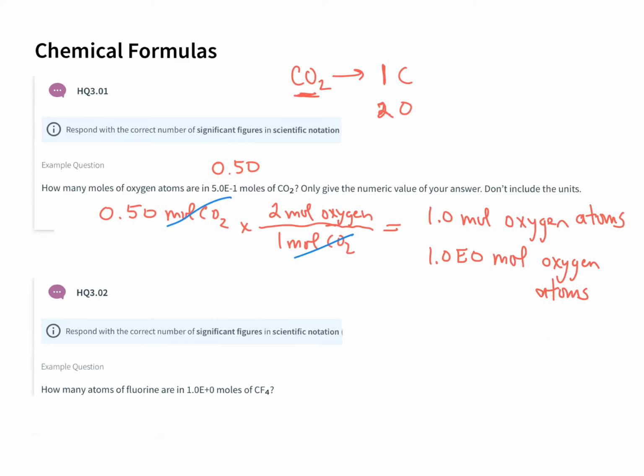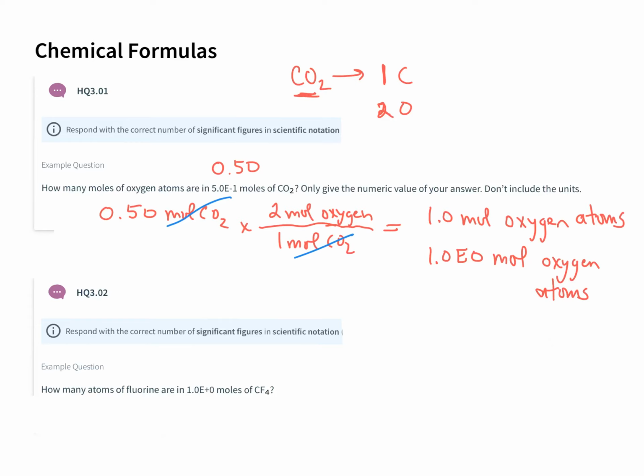The next calculation is a little bit more involved. How many atoms of fluorine are there in 1.0 e to the 0 moles of carbon tetrafluoride? So for this calculation, I know moles of carbon tetrafluoride. I've got 1 mole of carbon tetrafluoride. We're not asked for moles of fluorine, we're asked for atoms of fluorine. So to break this down, I have 1 mole of carbon tetrafluoride, and I know that in 1 mole of carbon tetrafluoride, do the same thing we did before.